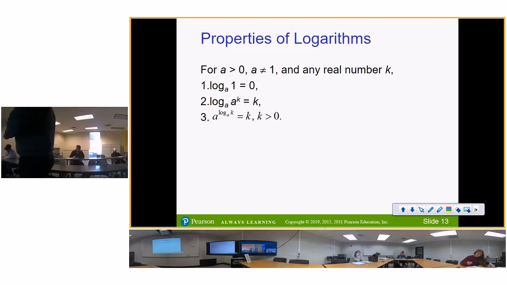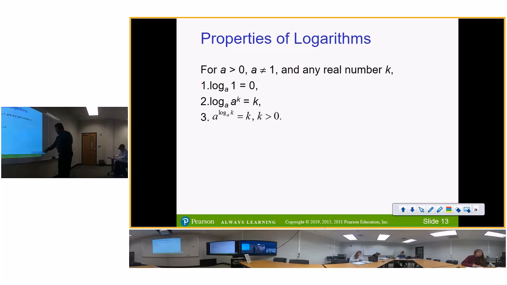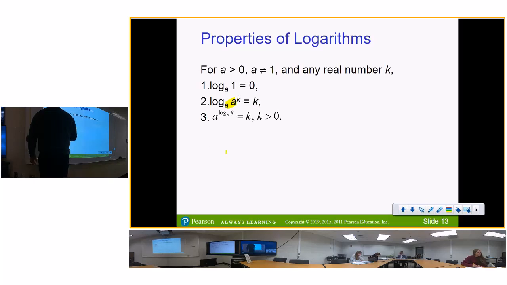Log of 1, no matter what the base is, is equal to what? 0. I need you to take your highlighter out and highlight these two right here. If these two are the same, your answer is what? Your exponent. If the base is equal to the x, if those two are the same, then your answer is the exponent.